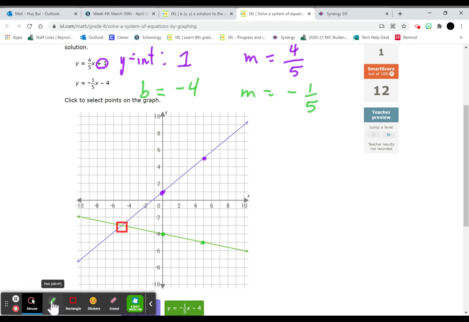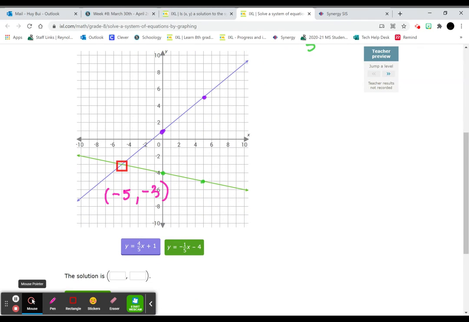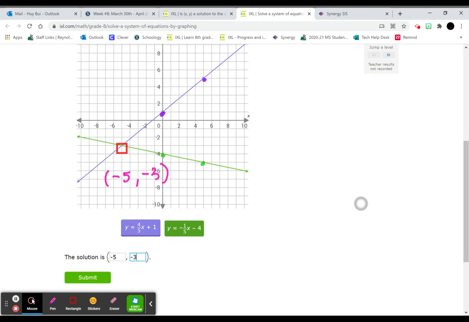Okay, very cool. So the solution here is at that point, which goes across to -5 because it's between -4 and -6. So it's -5. It goes down to -3. So that would be our solution there. -5, -3, and that should be it.